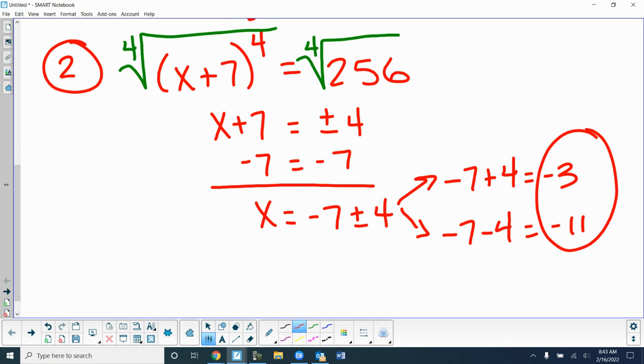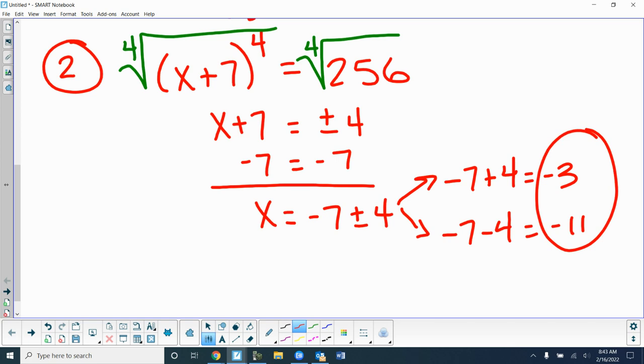Then you don't put the plus or minus. The index you're talking about? Yeah. If this was to the third, we wouldn't have to put the plus or minus. Then I'd be taking the cube root. Or if it was to the fifth, we'd take the fifth root. I wouldn't have to put the plus or minus. There'd be only one answer. Good question. But if it's an even index, then it's a plus or minus. Okay? We good on number 2?